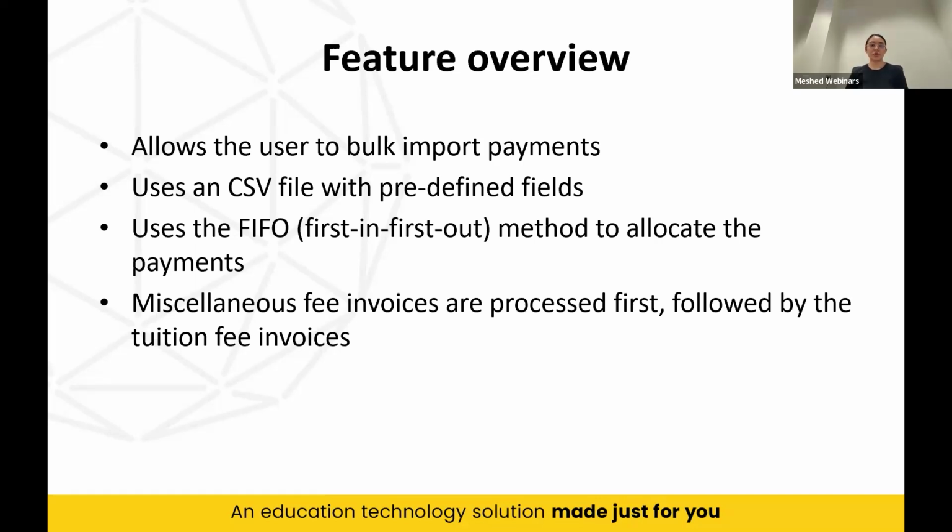In order to process the payments, this feature uses the first in, first out method, which is technically whichever invoices or payments are due first. Those ones will get processed first. In addition to this, miscellaneous fee invoices such as admin fee, material fee, or any other non-tuition fees that the college may be charging to their students, if there are such miscellaneous fees created in the system, then this particular feature will process the miscellaneous fees first, and then it will move on to the tuition fee invoices.